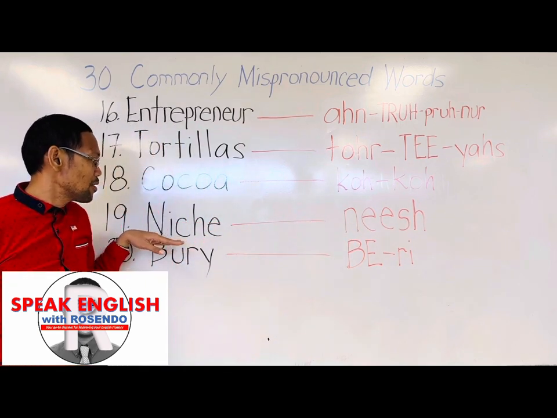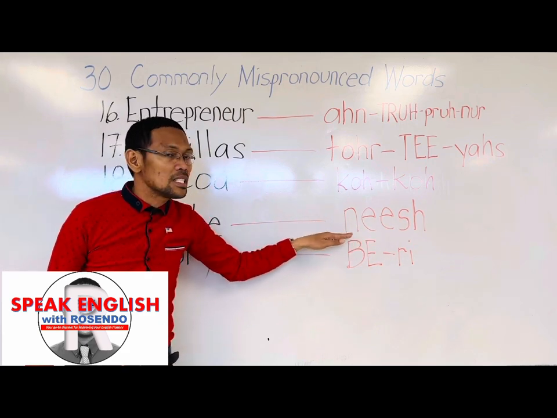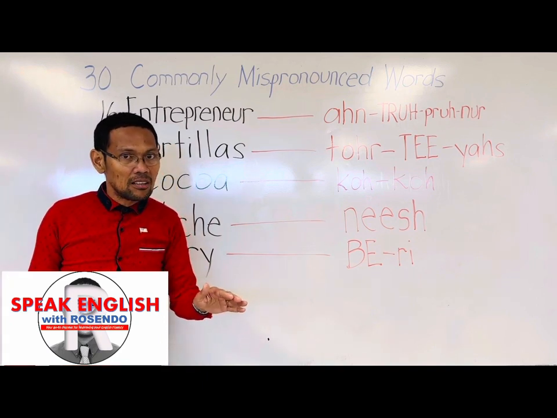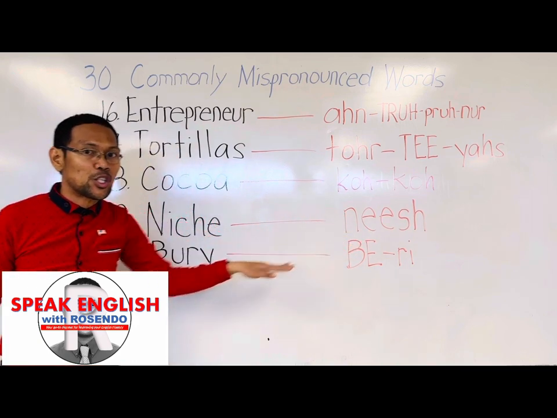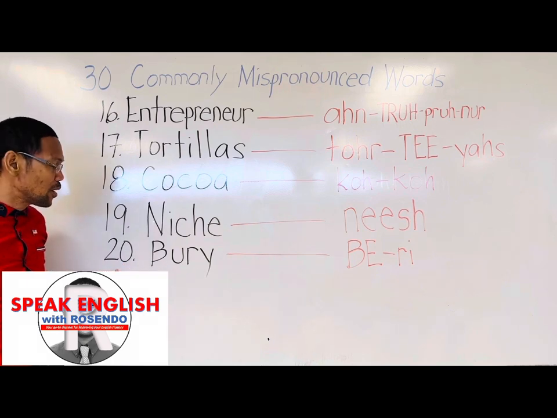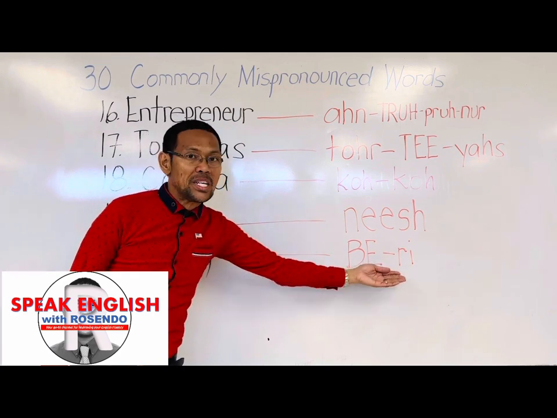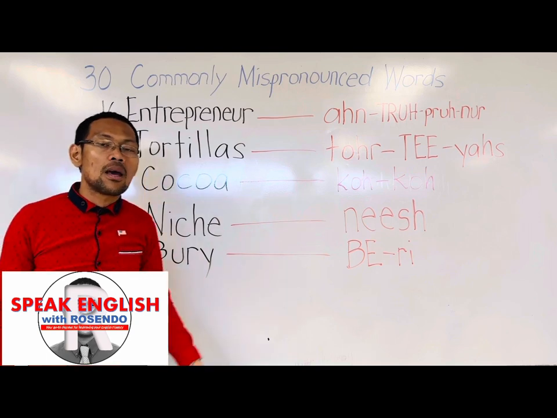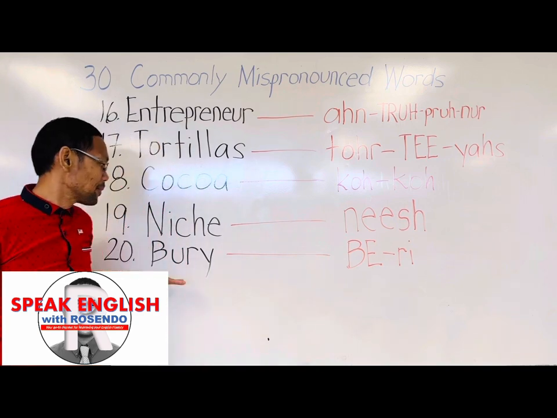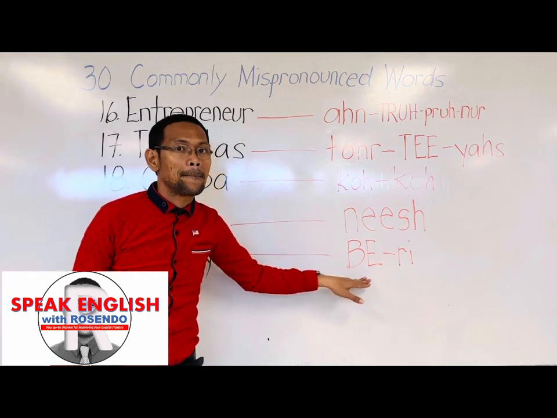Next we have niche. We pronounce this as niche. We don't say it the other way, but we say niche. And then we have the 20th word, berry. Berry, we don't say bury, we don't say beery either, but we say berry, okay?